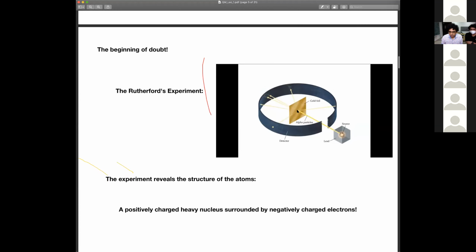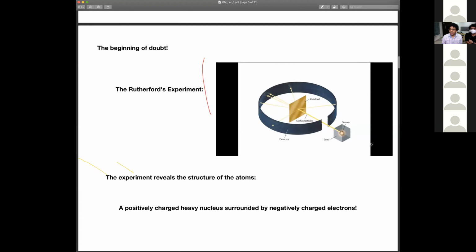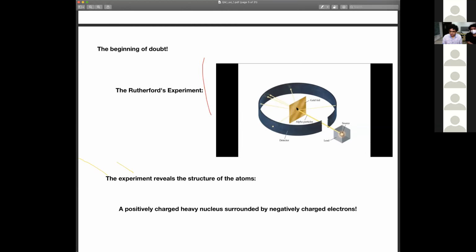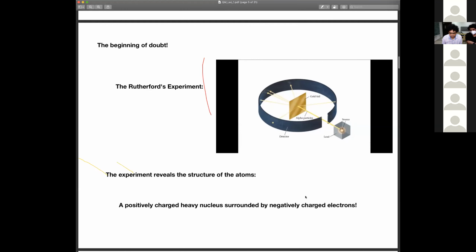But there is a small fraction that comes straight back. So he postulated there is some central core of positively charged ions that deflects everything right here. And everything that is deflected at a grazing angle right here and right here should be made up of some charges around the atom and distributed in some way. So the picture of the atom that emerged, as you learned in high school, was that there is a positively charged heavy nucleus surrounded by negatively charged electrons.